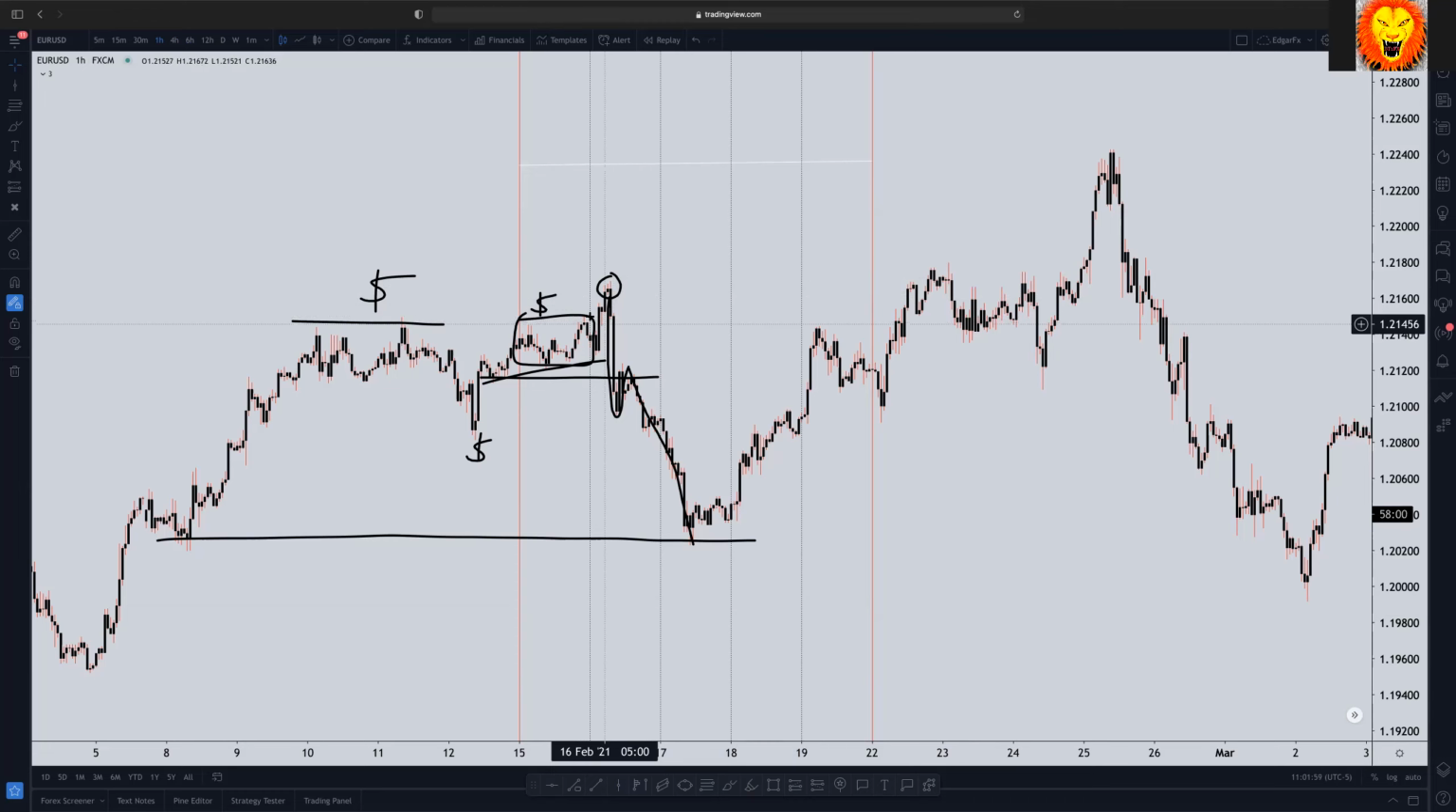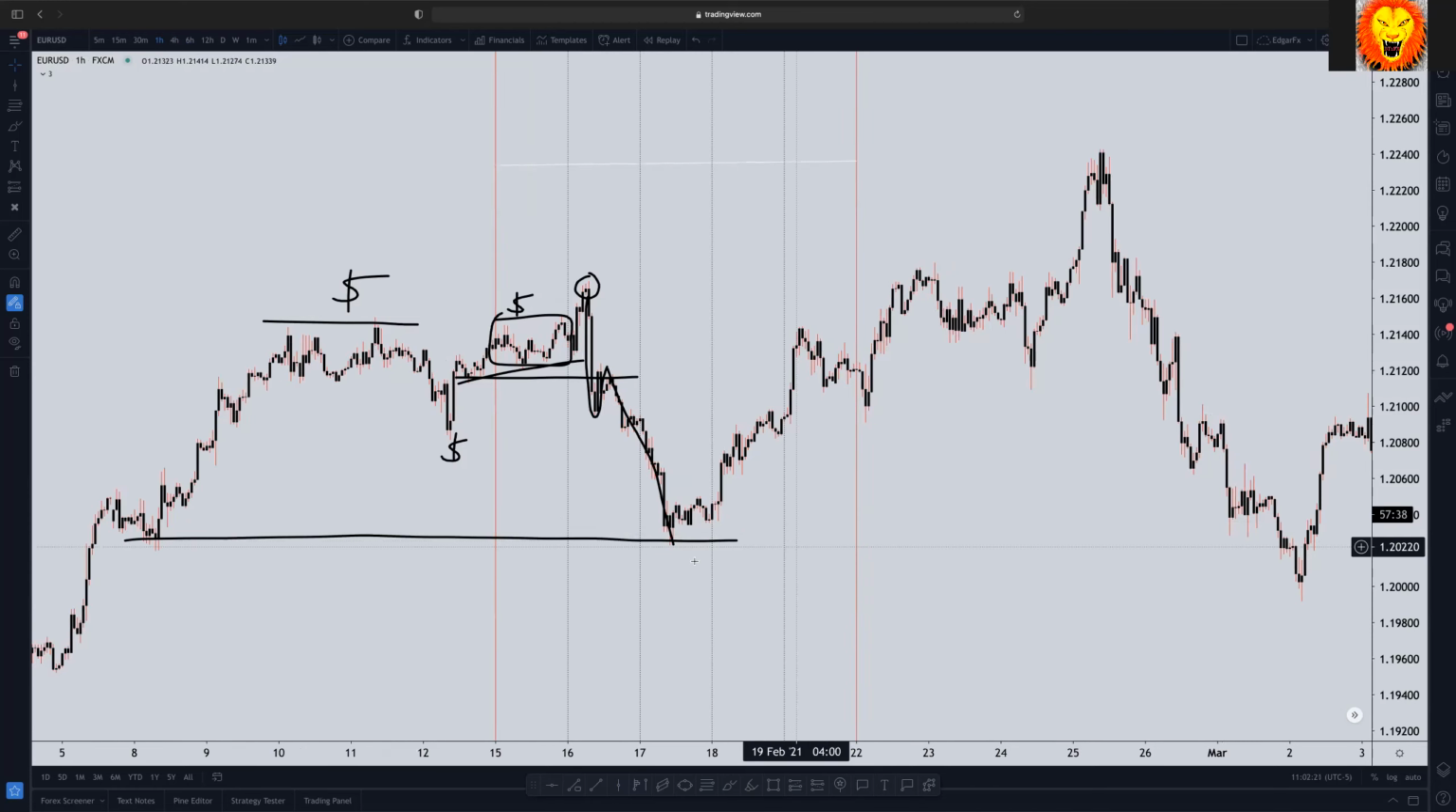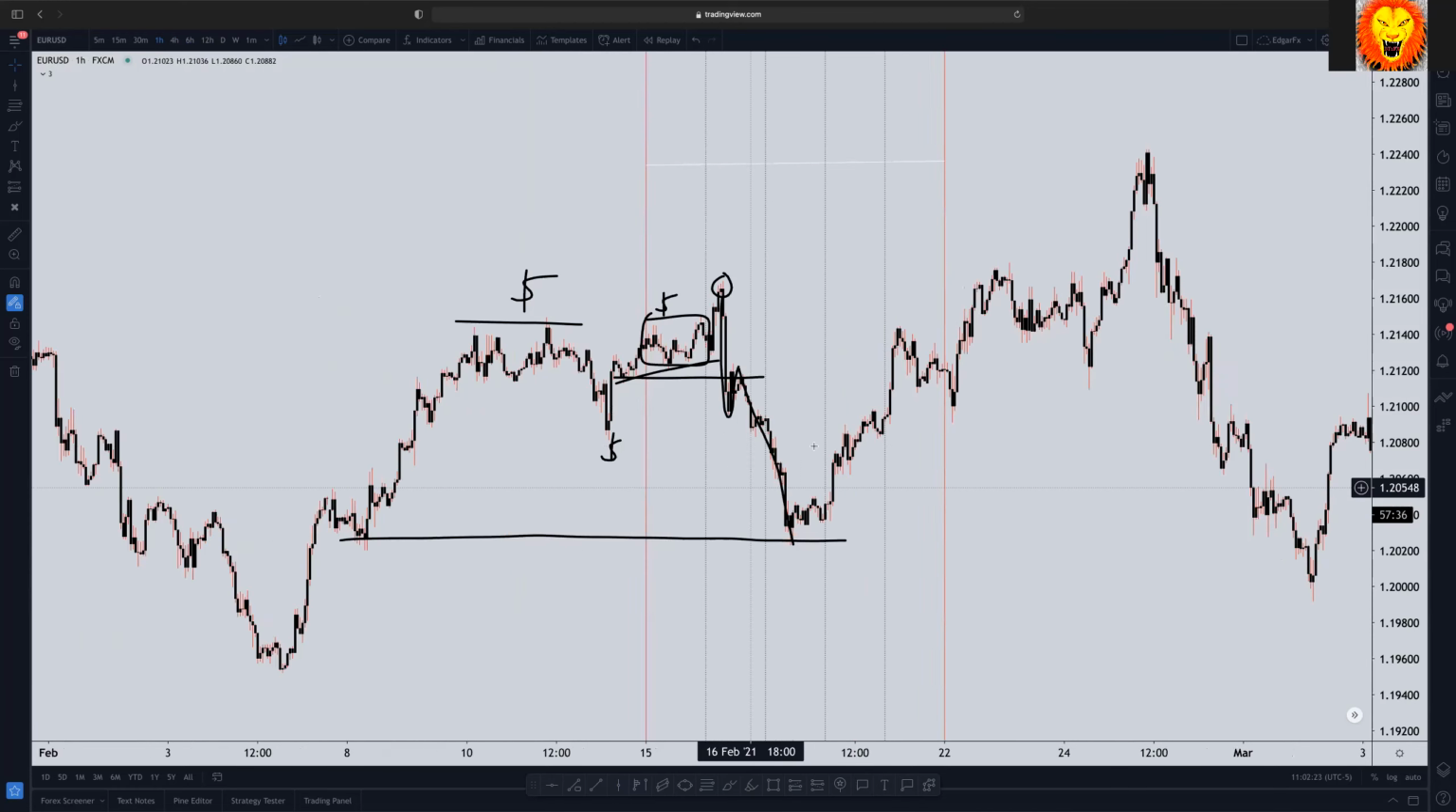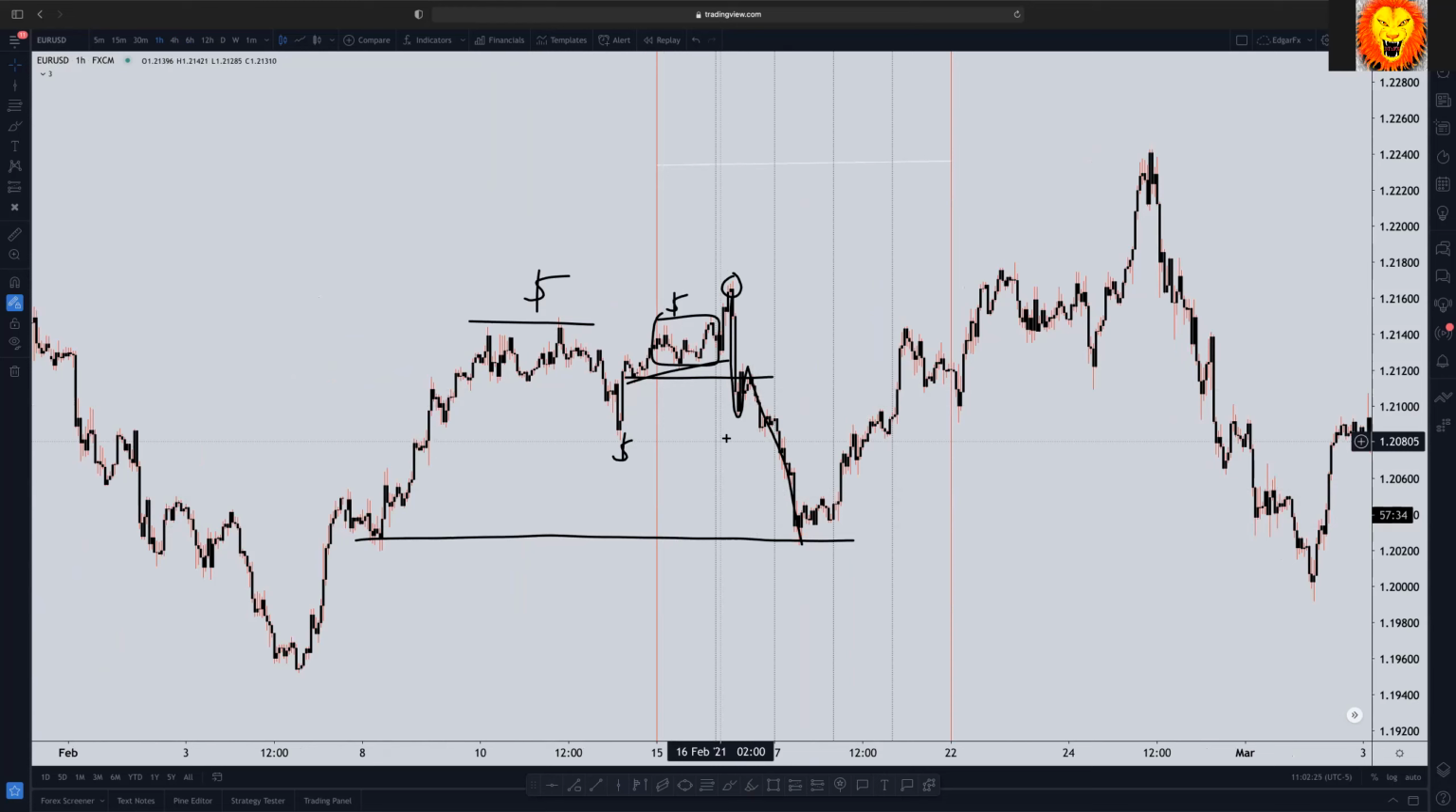So it made the high, grabbed it, moved down to the low. What time did it make the low of the week? 10 a.m. So that's around the time the European markets are closing. And what pair is this? Euro USD. So you see all of those things come together and it creates what we're looking at right here, this picture.